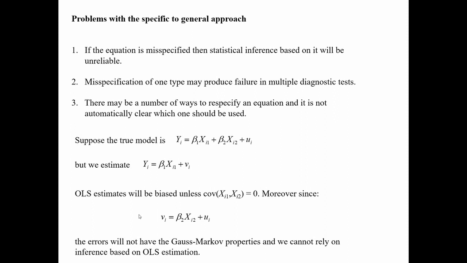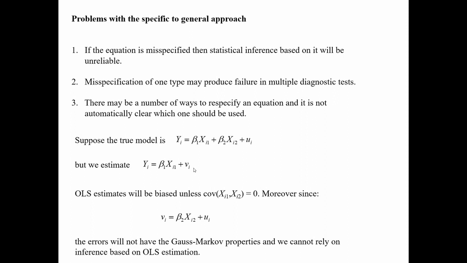Okay, let's start being a bit more specific about this. Suppose the true model that we should be estimating is one that includes both x1 and x2 as explanatory variables. So it takes this form here, y equals beta 1 x1 plus beta 2 x2 plus an error term. But we estimate y equals beta 1 x1 plus v. The problem we've got with that straight away is that OLS estimates of the parameters will be biased unless it just happens to be the case that x1 and x2 are uncorrelated.